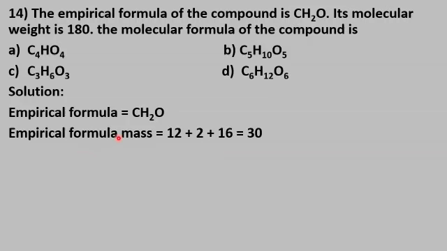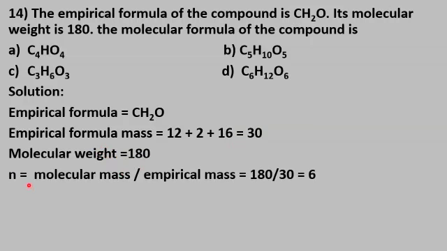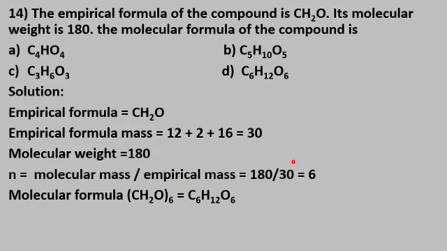Then empirical formula mass can be calculated by adding atomic masses of all the atoms, that is 12 plus 2 plus 16 is equal to 30. Then molecular weight is given, that is 180. So you have to calculate N, the coefficient, by dividing molecular mass by empirical mass. So 180 divided by 30 equal to 6. So N into empirical formula gives molecular formula, that is 6 into CH2O. Therefore molecular formula is C6H12O6. Therefore correct option is option D.